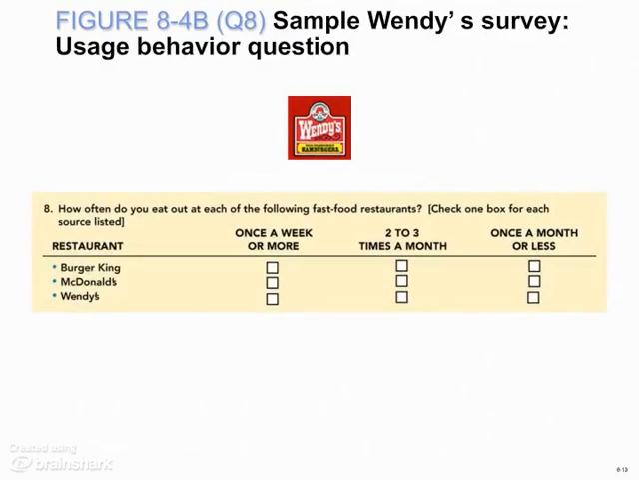Figure 8.4b, question 8 from the sample Wendy's survey is a usage behavior question. This question focuses on how frequently the respondent uses or purchases a Wendy's product. So you can see they give any product in the restaurant industry. They give you the choices of Burger King, McDonald's, and Wendy's, and they're asking, is the respondent eating at any of those once a week or more, 2 to 3 times a month, or once a month or less? It gives Wendy's the opportunity to see how frequently a respondent is purchasing their products and services versus their competitors, Burger King and McDonald's. So which restaurants are they frequenting the most? Which products are they purchasing or using the most?